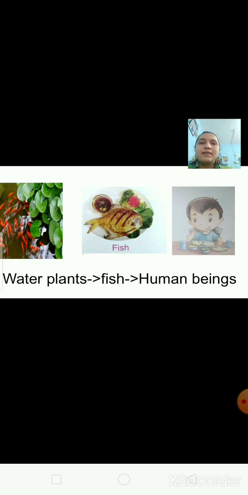In all the examples of food chain, we see that the food chain begins from a plant, right? All the animals depend on plants for their food.